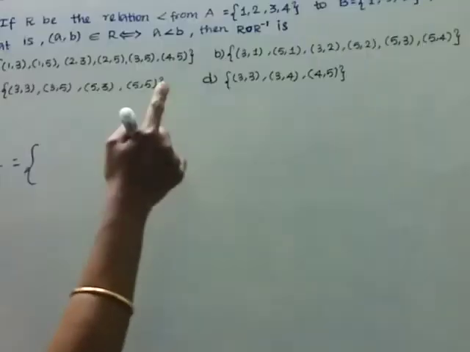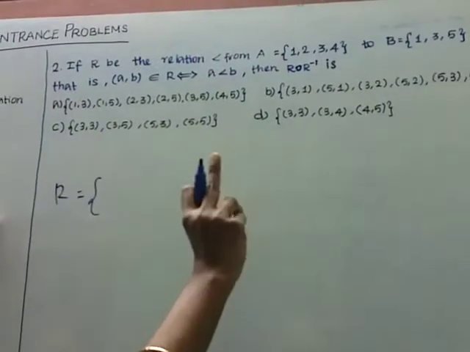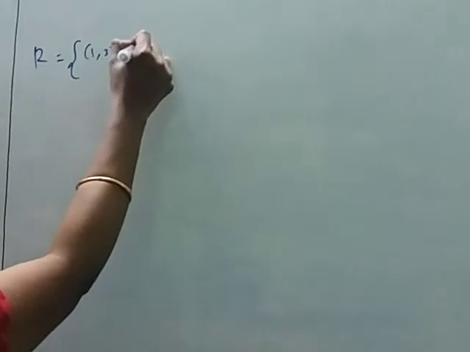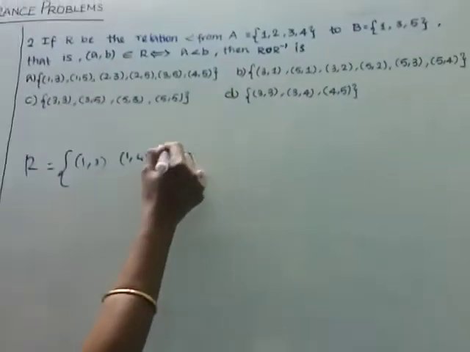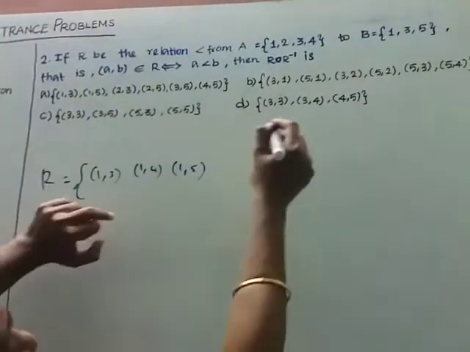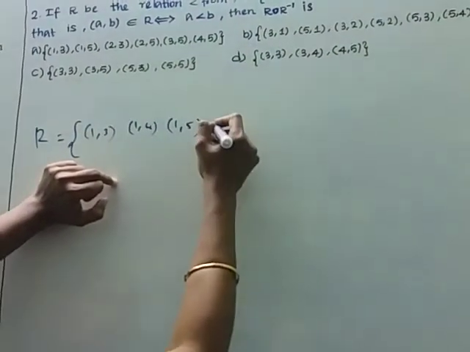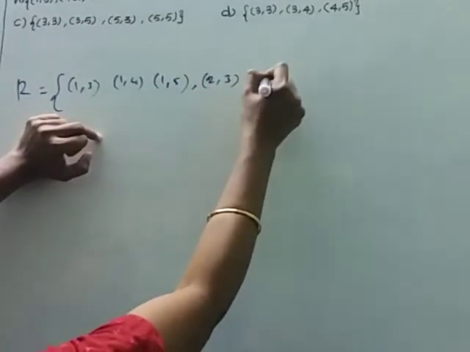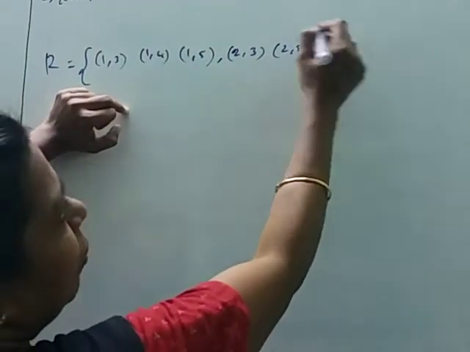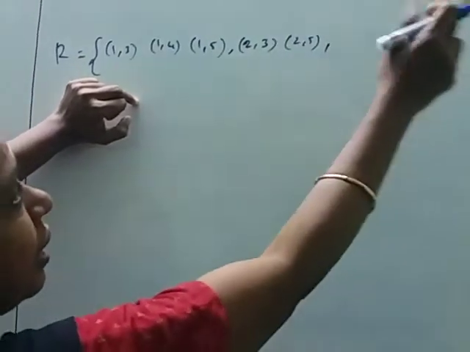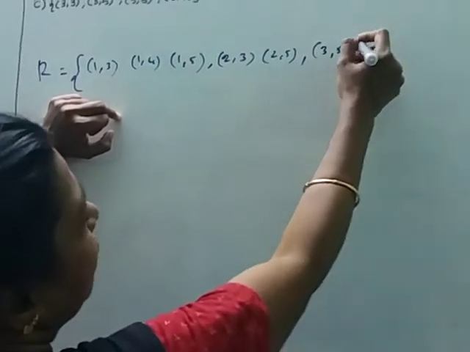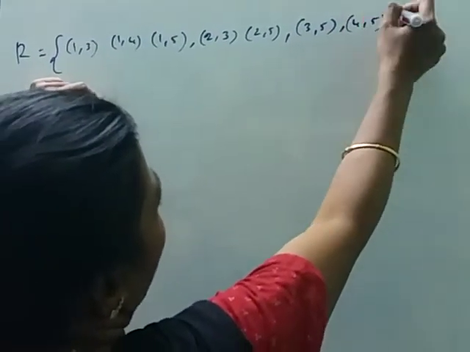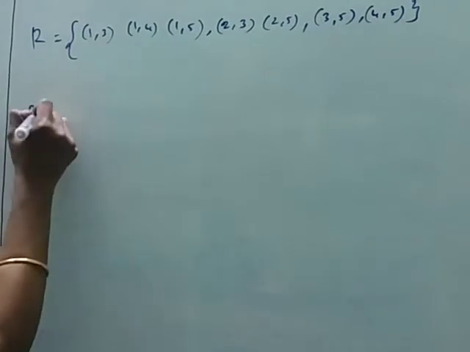Shall we write 1 comma 1? No, 1 comma 1 means 1 equal to 1. 1 comma 3, 1 is less than 3. 1 comma 4, 1 is less than 4. 1 comma 5, 1 is less than 5. Then next 2. 2 comma 1, 2 is greater than 1, so you don't write that. 2 comma 3, yes, 2 comma 5. Next 3 comma 1 and 3 comma 3 we won't write; only 3 comma 5. Then 4 comma 1, 4 comma 3 are not possible, so only 4 comma 5. This is our R.